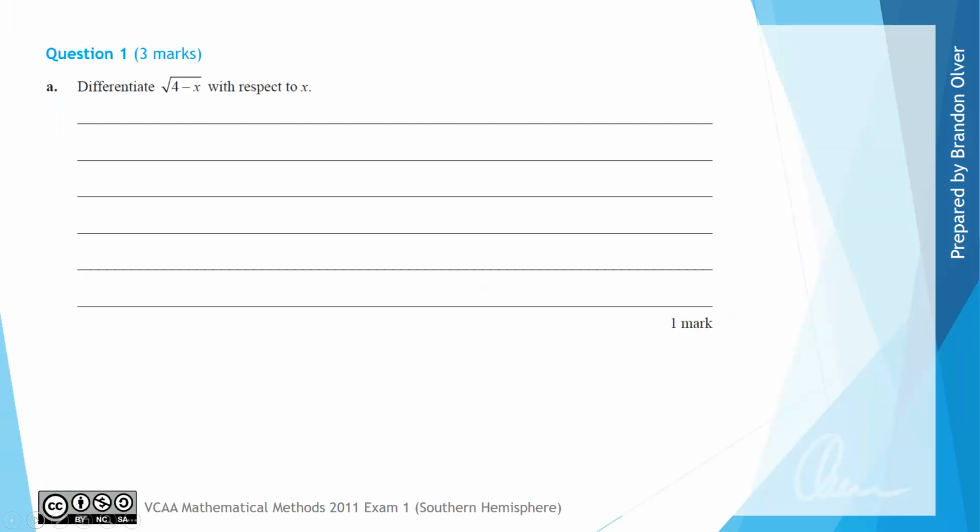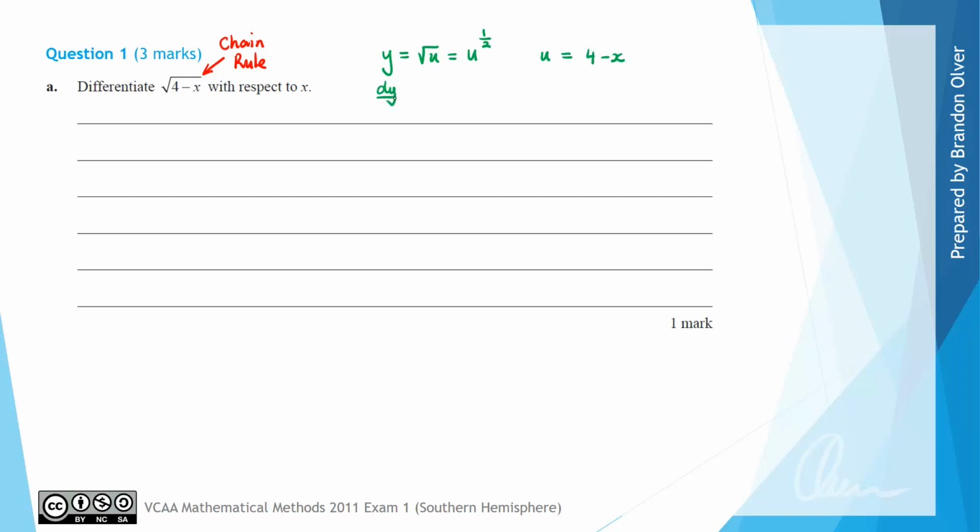For part A we're asked to differentiate the square root of 4 subtract x with respect to x. If we inspect this function we can see that there's a function inside a function, so we're going to need to use the chain rule for differentiation. To apply the chain rule, we can say that y is equal to the outer function, which is the square root of u, and that can be written as u to the power of a half, where u is the function for 4 subtract x.